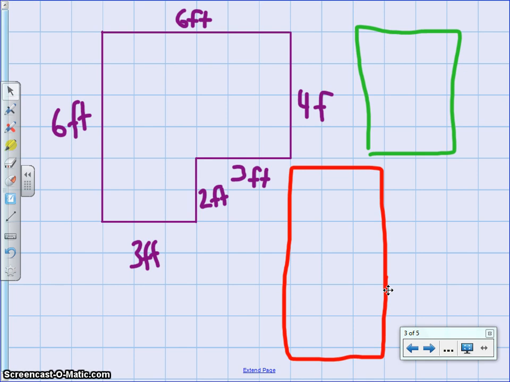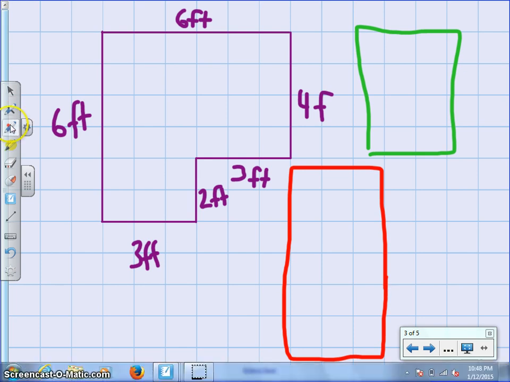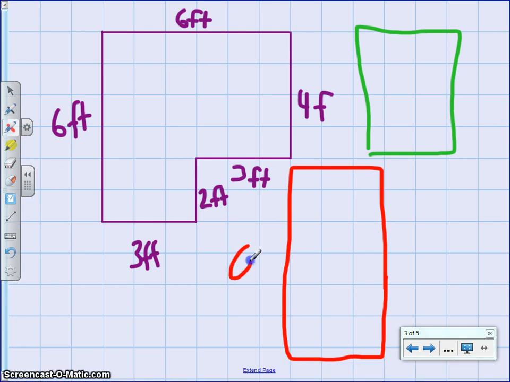Well, the red one, this side was 6 feet, and I took this measurement here, which was 3. So if I do my formula for finding the area, which is length times width, I can do 6 times 3, and that's going to give me 18. So my red section here is going to be 18 square feet.